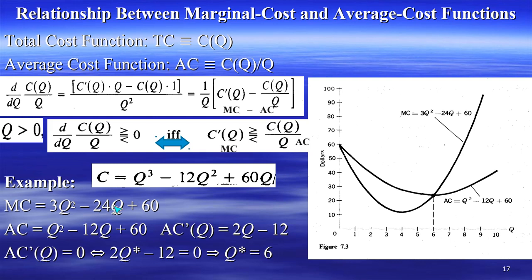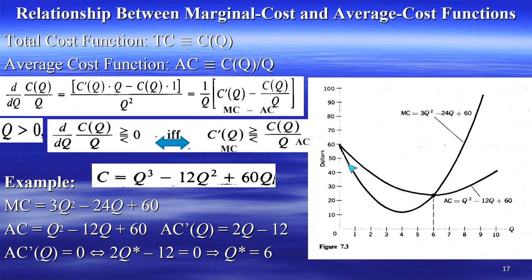Great. What is its marginal cost? We take the derivative: 3Q square minus 24Q plus 60. This is the derivative of this function according to the power rule we have seen and proved. What is its average cost function? We just divide total cost by Q. Q cubed by Q is Q square, so the average cost curve is Q square minus 12Q plus 60.